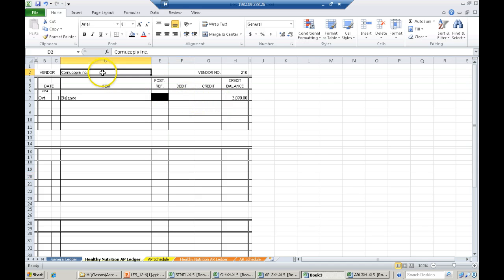First of all, let's go ahead and change this yellow, bold, make it a little bit bigger. Let's put the vendor number, make it a little bit bigger. Let's bold that too.